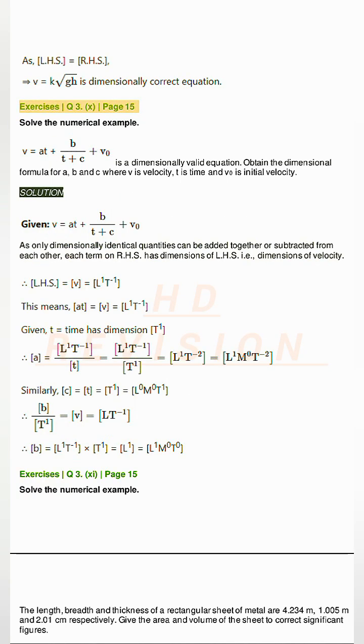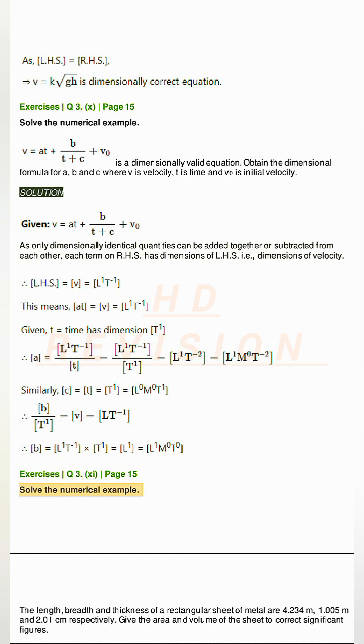Solution. Exercises Q3. X, page 15. Solve the numerical example. Is the equation dimensionally valid? Obtain the dimensional formula for A, B and C, where v is velocity, t is time and v0 is initial velocity. Solution. As only dimensionally identical quantities can be added together or subtracted from each other, each term on the RHS has the dimensions of the LHS, i.e., dimensions of velocity.